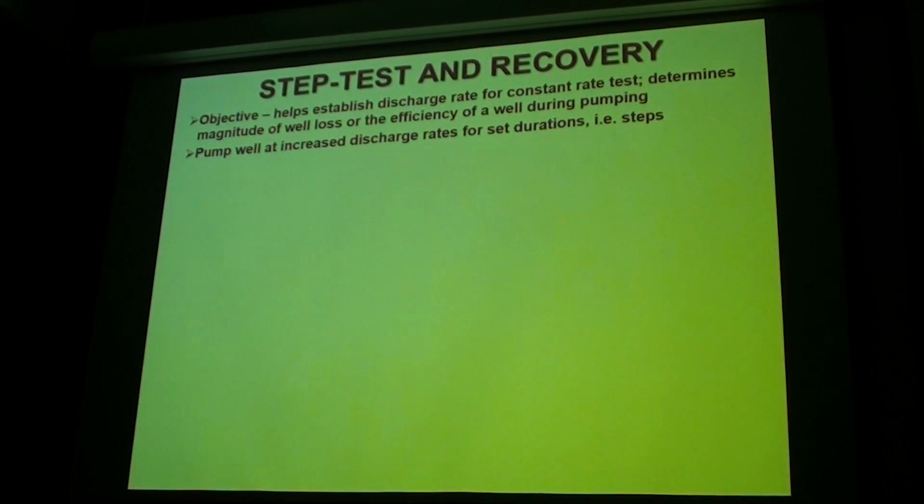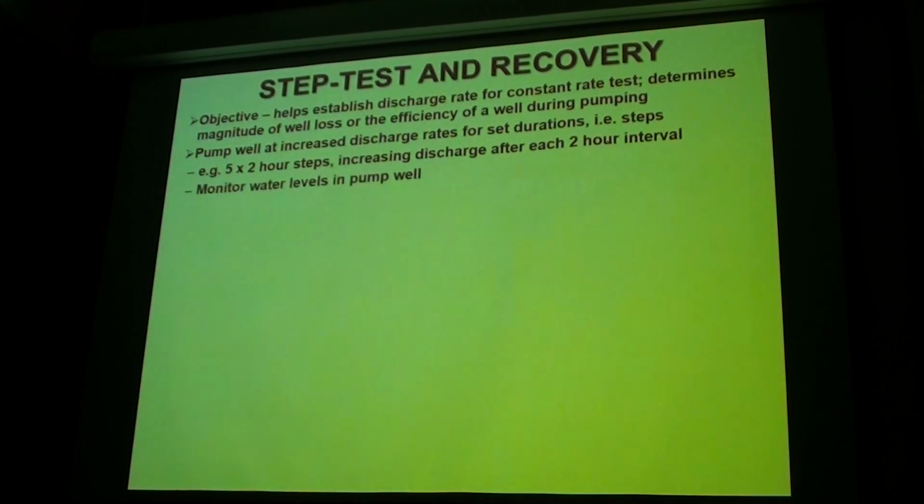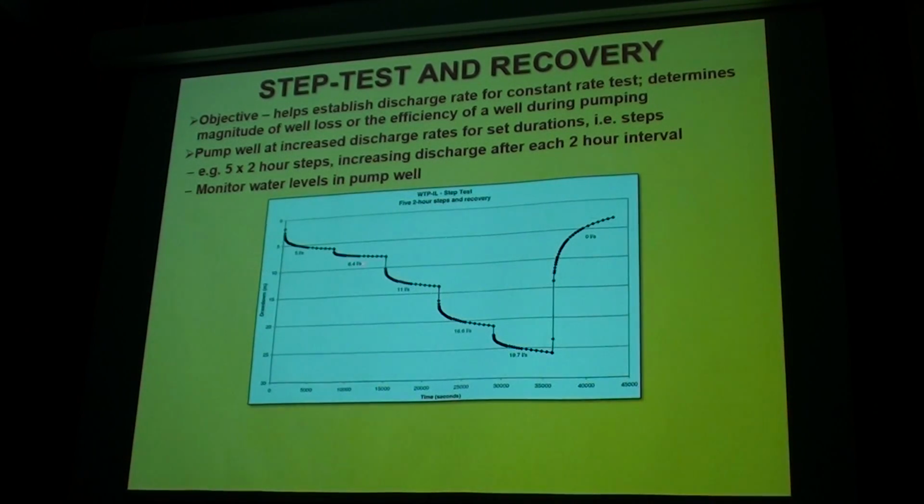Okay, generally you don't go overboard with it because the pumping testing and long-term stuff is much more important. So you pump the well at increasingly high discharge rates for a set duration, maybe an hour. At a low discharge rate, then maybe double the rate for another hour, double for another hour, double for another hour. Okay, and you get a curve that looks like this.